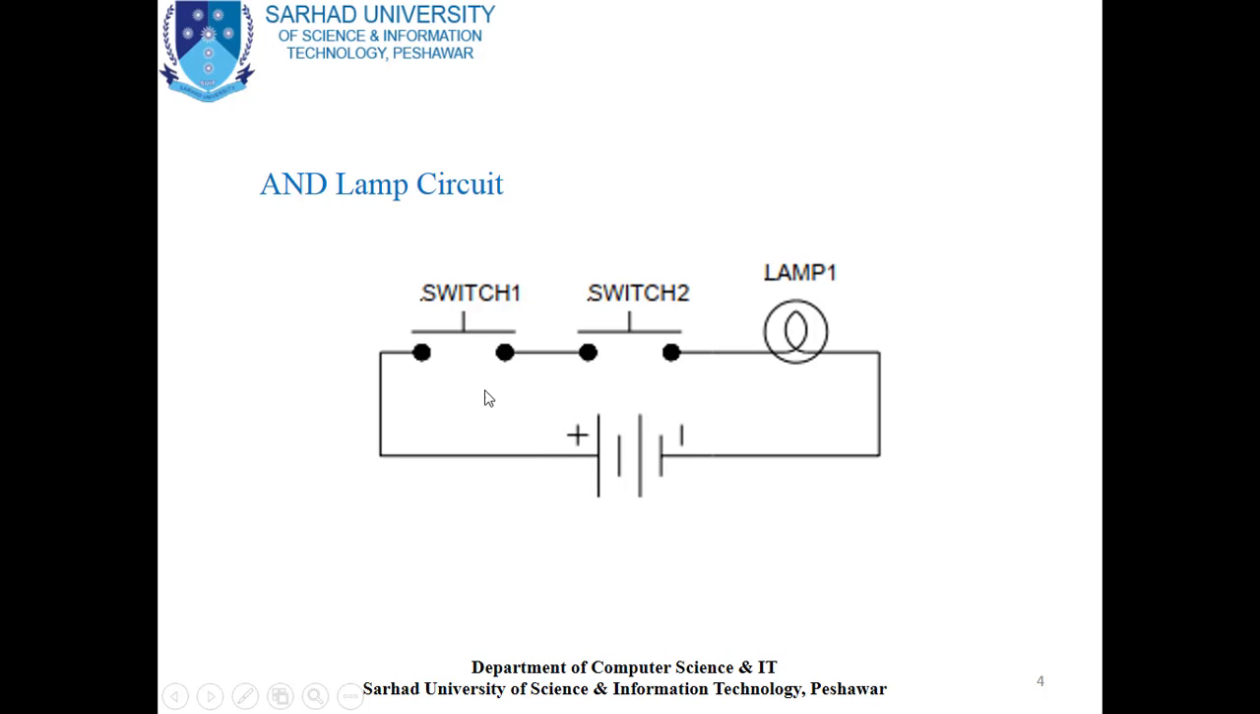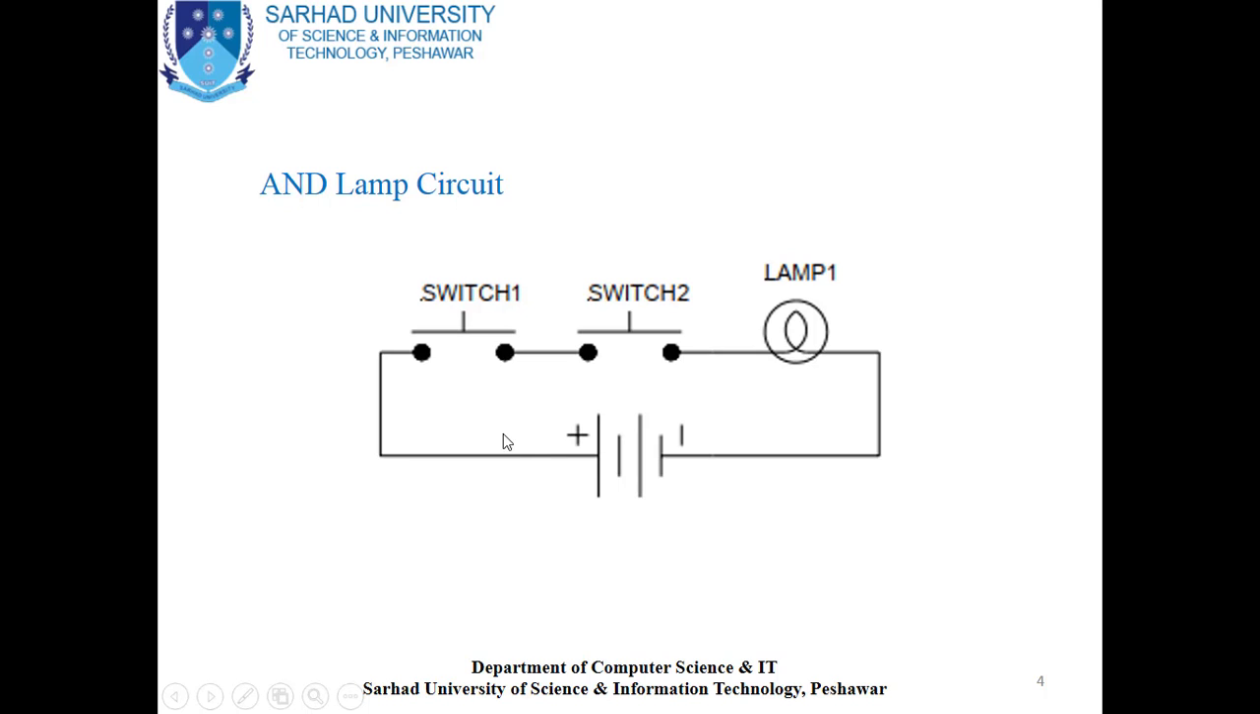Here you can see switch 1 and switch 2. These two switches have been connected in series, and lamp 1 has also been connected in series with these two switches, and then these three components are connected in series with the DC battery. The positive sign shows the high potential of the DC battery and the negative sign shows the negative potential of the DC battery.